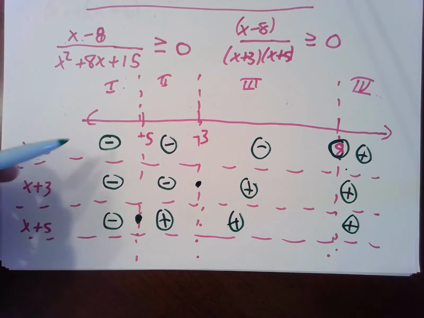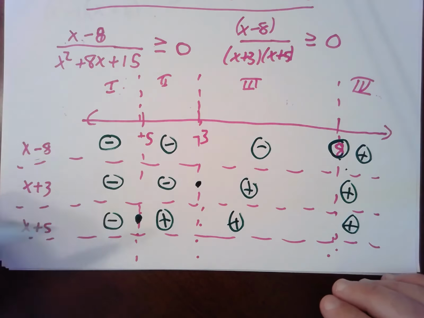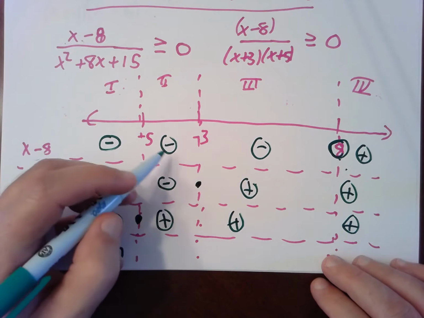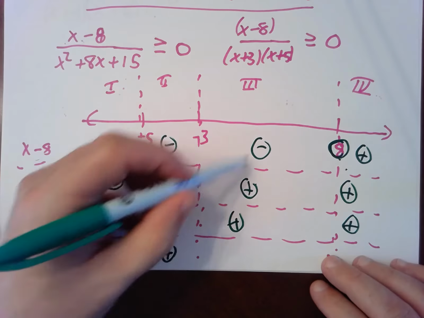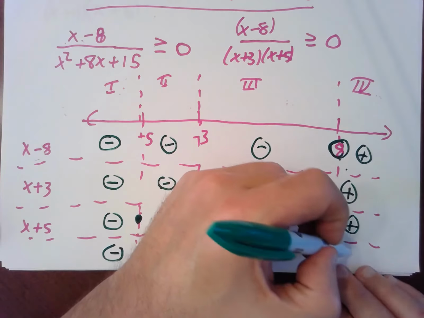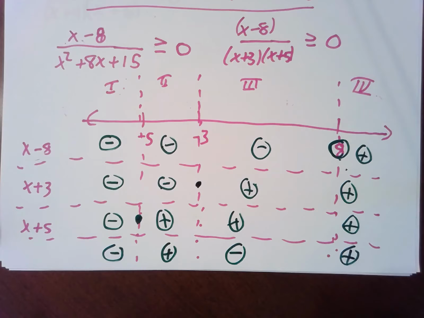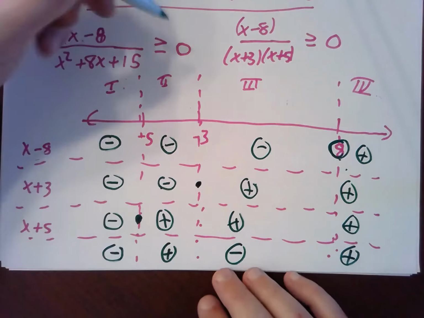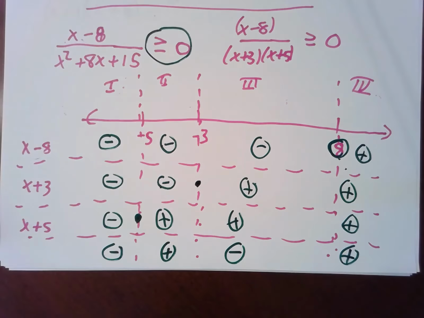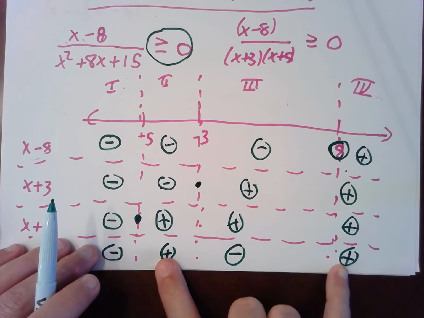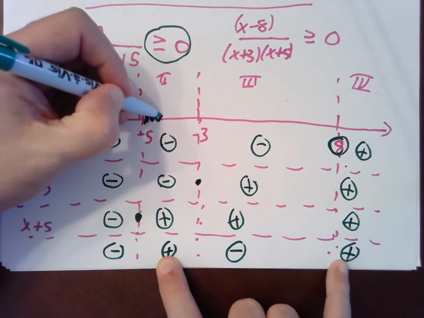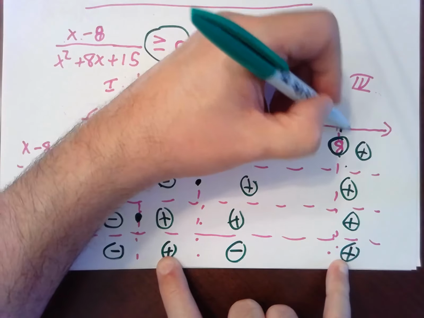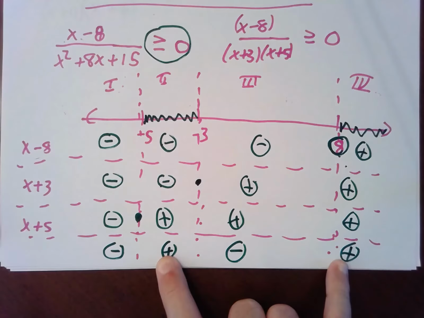Okay, now we multiply down. 3 negative numbers multiplied together would be negative. 2 negatives is a positive. 1 negative is negative. 3 positives is a positive. Okay, so what did we want? Let's look back at our inequality here. I want positive. So the regions where I got positive, here and here. Those guys are good.